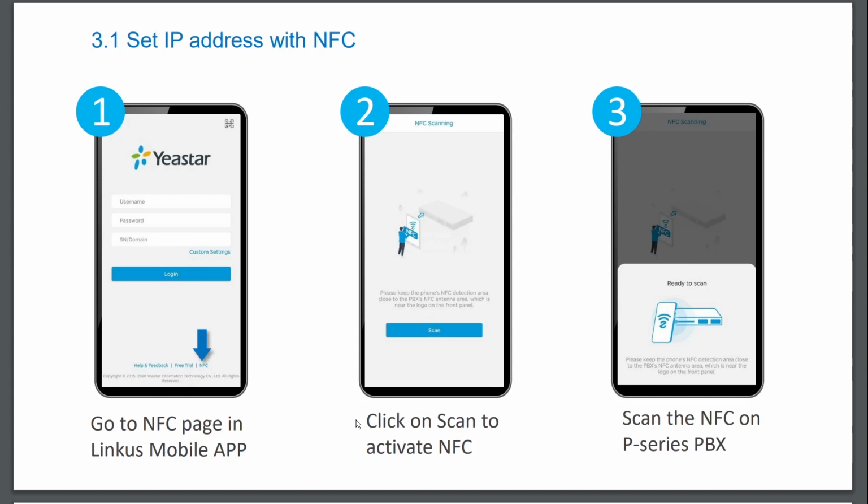Okay. So this is the way how we use it. First of all, we open the application like I said. Then we go click on NFC. All right, we tap it. Then we will just go access this one. Step 2, click on scan to activate NFC. And then we will just scan the P-Series PBX. Be careful, guys. You will need to scan the Yeastar logo on the P-Series system, because our NFC chip is behind the logo.